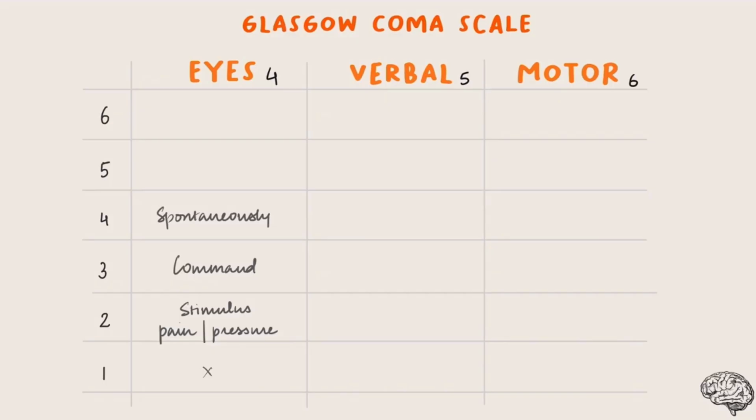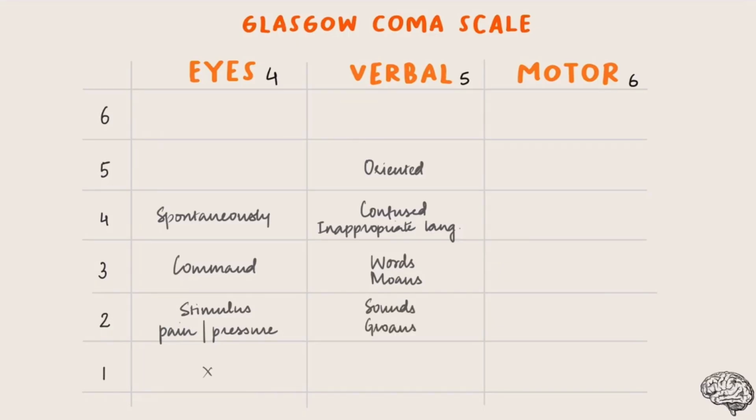Now, coming on to the verbal component, which has 5 heads to it. If a patient is oriented to time, place, person, talking normally to you, we give them a score of 5, which is the highest for the verbal part. If they seem to be a little bit confused, and in a question it would sometimes be written as inappropriate language, we give them a score of 4. If a patient is only able to utter words and make sounds like moans, we give them a score of 3, and we assign a score of 2 if the patient is just able to make sounds or groans and is even unable to form complete words. If a patient is not able to speak, then we give them a score of 1.